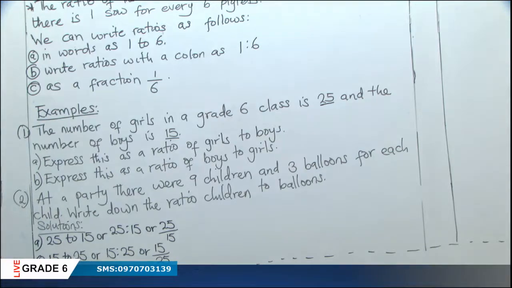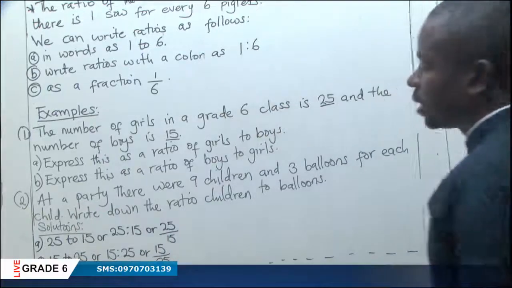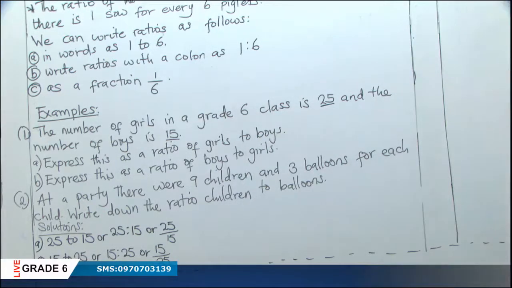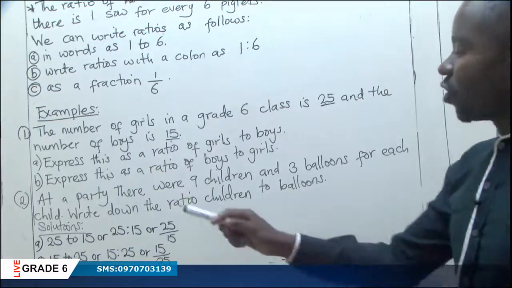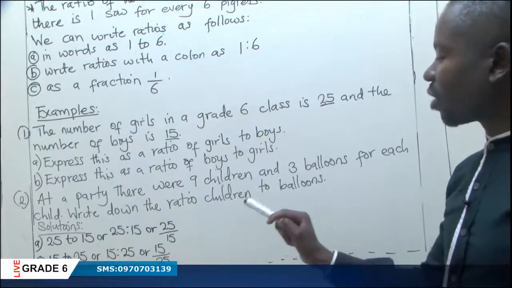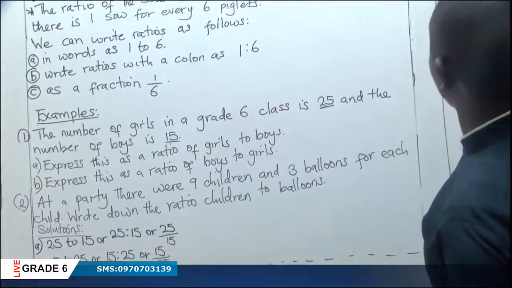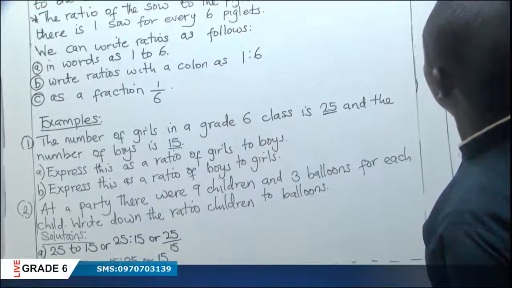All right, let's go to number 2. Number 2 says, at a party there were 9 children and 3 balloons for each child. Write down the ratio children to balloons.